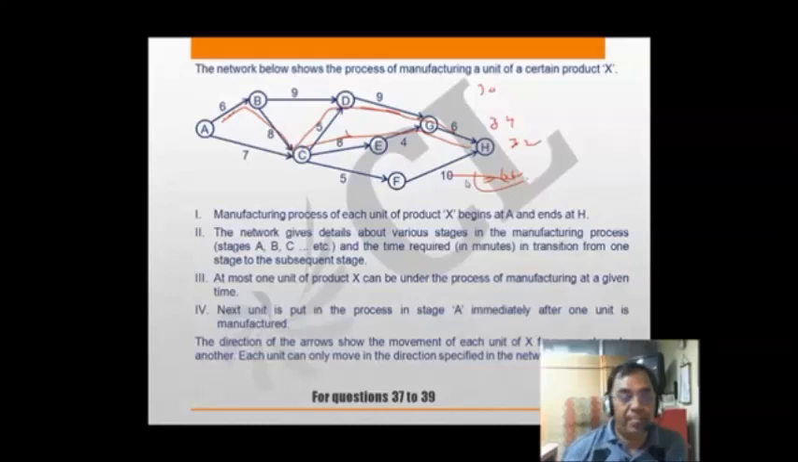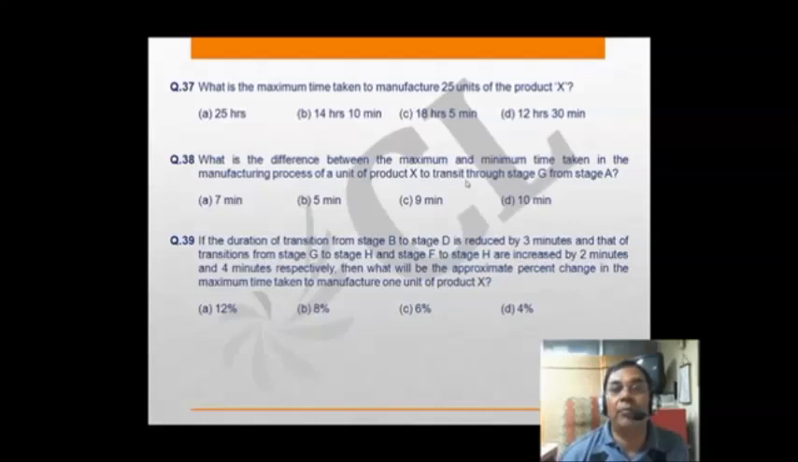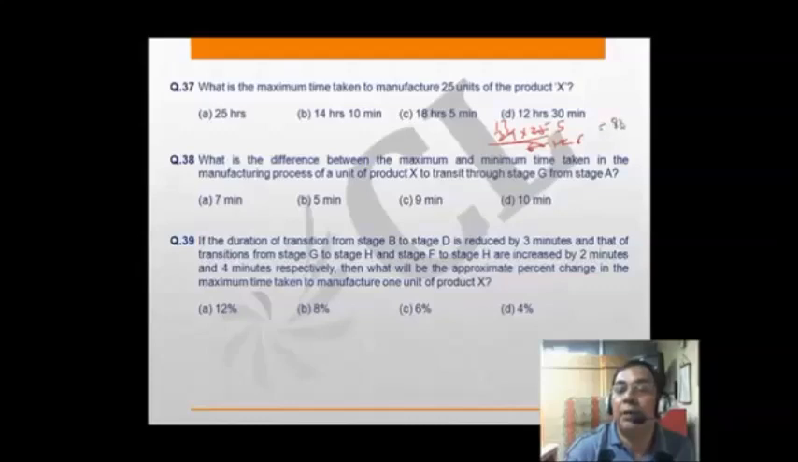Okay. For 25 units, maximum we are getting 34 minutes. So 34 into 25 by 60. How many hours? 5, 12, 12, 6, 17, 85 upon 6, 14 hours 10 minutes.